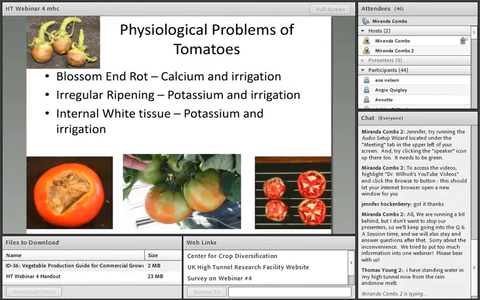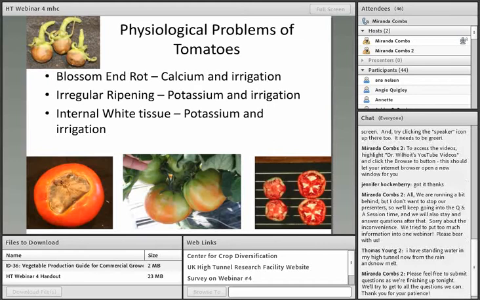I won't spend a lot of time here. I've pretty much touched on these, but blossom end rot is related to calcium and irrigation, and from my own experience, I feel firm on it that irrigation is just as important, if not more important, than the calcium. I see a lot of guys even trying to spray foliar calcium, and you're really not going to get enough into the plant to deal with the issue of blossom end rot. As far as irregular ripening, you see in the lower middle picture and in the lower right picture internal white tissue. Those are both going to be tied to potassium management and also irrigation management.